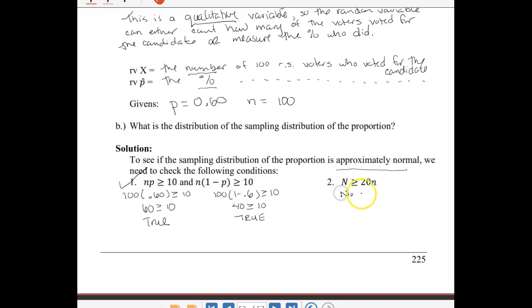Again, in this problem, no capital N is given, so we just assume the second condition is true. We don't always just make assumptions, but when capital N is not given, it's usually because the population is so large. So capital N being at least 20 times little n is a reasonable assumption to make.